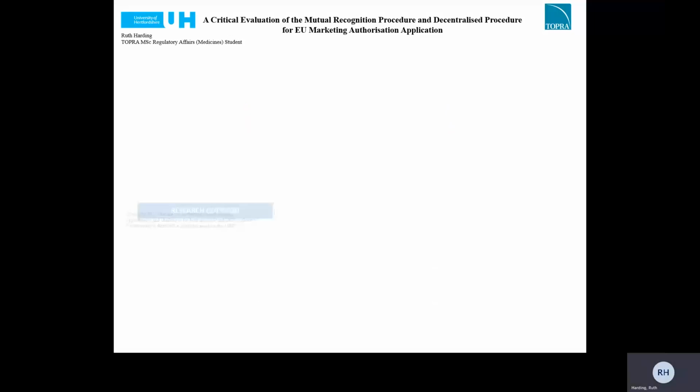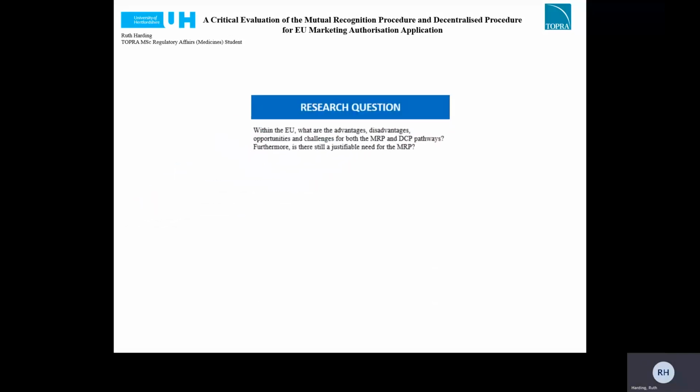This leads us to our research question and the purpose of this poster, which is to evaluate the advantages, disadvantages, and opportunities for these two procedures and ask whether there's still a need for the MRP.